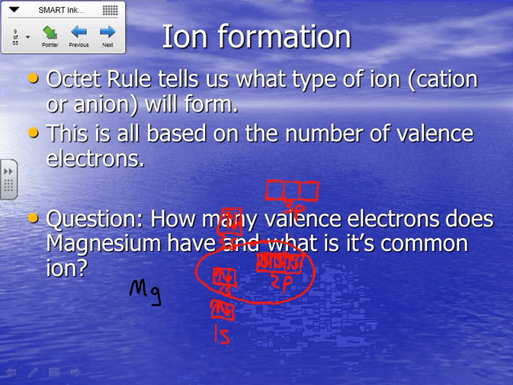If it's closer to 8, then it's probably going to gain electrons. If it's closer to 0 than it is to 8, then it's probably going to lose electrons, all right? So magnesium will... You confused about that?